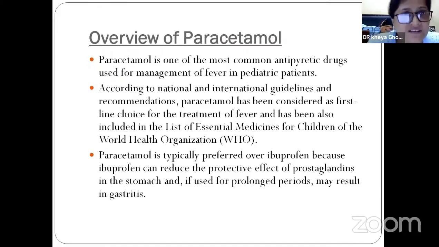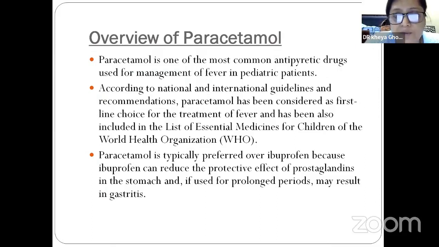Paracetamol is one of the most common antipyretic drugs used for the management of fever in pediatric patients. It is very safe. The safety profile is very high. According to national and international guidelines and recommendations, paracetamol has been considered the first-line choice for the treatment of fever and has also been included in the WHO list of essential medicines for children. Paracetamol is typically preferred over ibuprofen because ibuprofen has some side effects which we don't want in children.